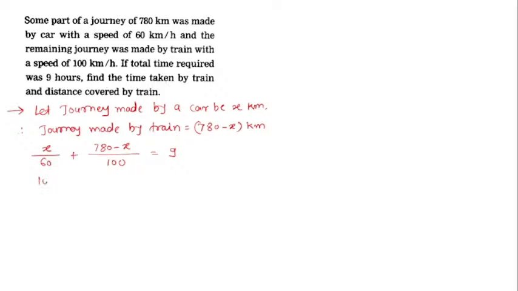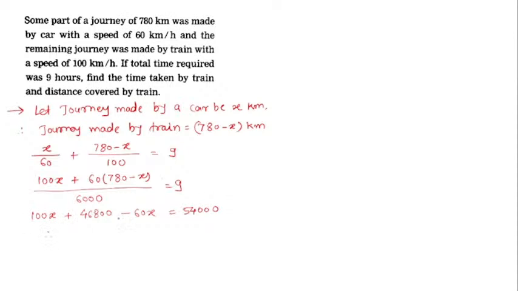100 into x, that's 100x, plus 60 into this one, that is 60 into bracket 780 minus x, divided by 100 into 60, that's 6000, that is equal to 9. In the numerator we have 100x plus 60 into 780. हा जर गुणाकार आपण केला तर येतो तो 46,800 minus 60 into x, 60x is equal to, हे 6000 त्या बाजूला जर घेतले तर न्यूमरेटरला जाईल. सो 9 into 6000, that's 54,000.